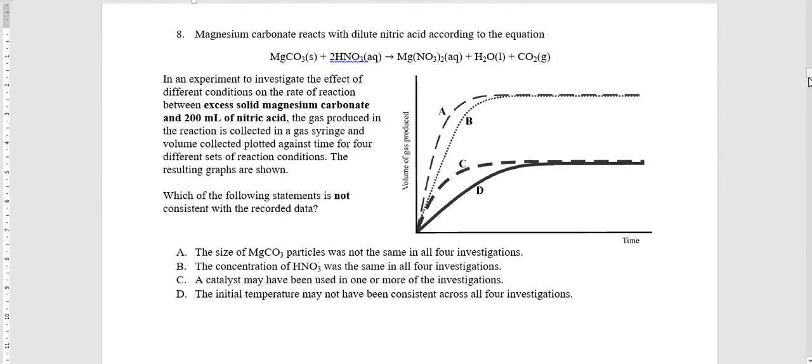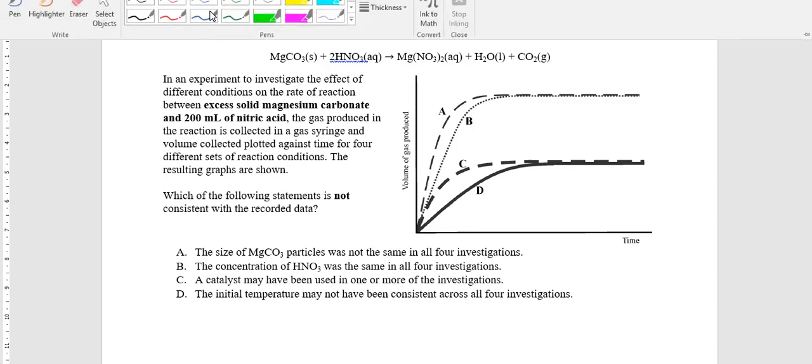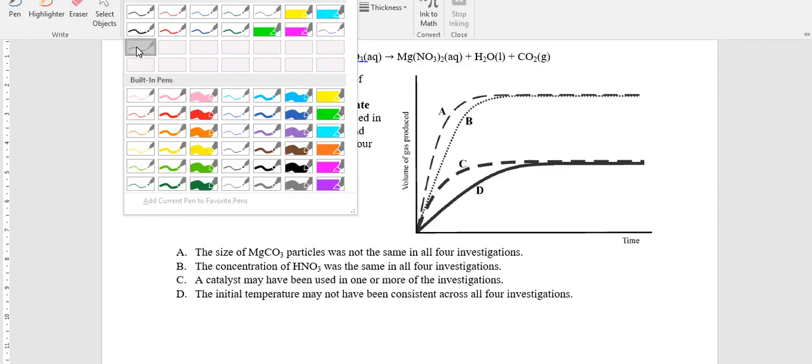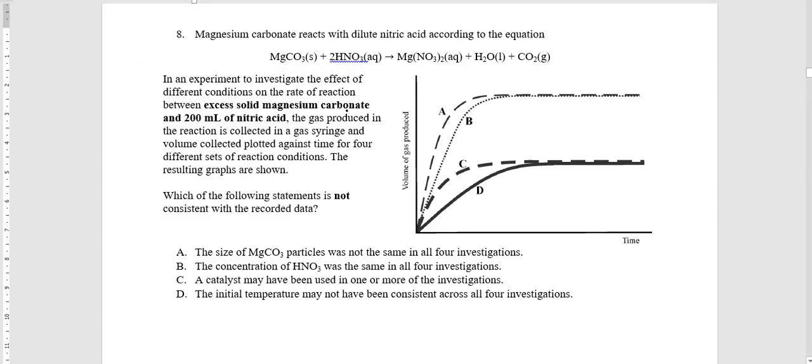Magnesium carbonate reacts with dilute nitric acid according to this equation. In an experiment to investigate the effect of different conditions on the rate of reaction between excess, it's always good to know that it is in excess, solid magnesium carbonate and 200 ml of nitric acid. So this is in excess. It does make a very big difference, because if you change the amount of the excess, that should not change how much product you get.